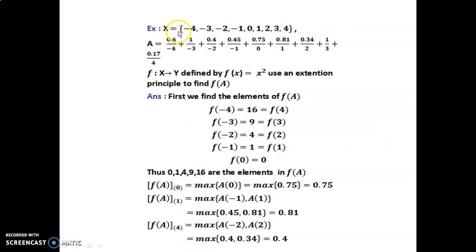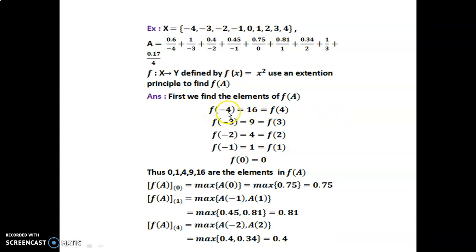If the universal set X is given as -4 to 4 and the fuzzy set is defined like this. The crisp function is given as f of x equal to x square. By using the extension principle, we have to find the image of the given fuzzy set, that is f of A. We will follow the two steps. Answer. First we find the elements of f of A.